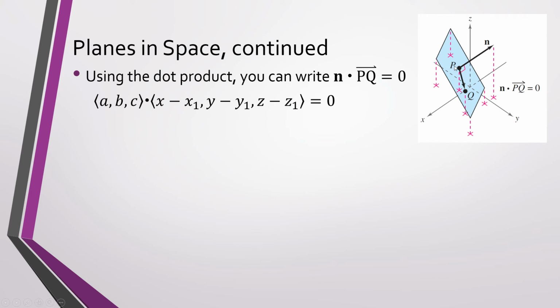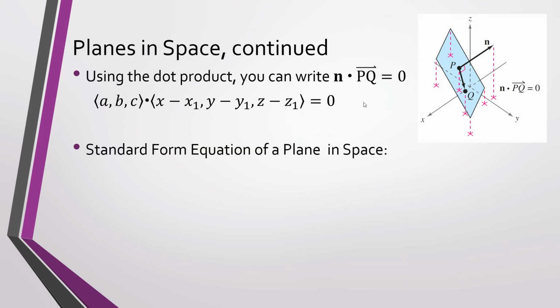Okay, so vector n has components of a, b, and c. P had coordinates of x sub 1, y sub 1, z sub 1. Q has coordinates of just x, y, and z, so we can find our component form by subtracting our x coordinate, subtracting our y component, subtracting our z components. Okay? So if we find the dot product of these two, we know it's equal to 0. So that leads to our standard form equation of a plane in space.